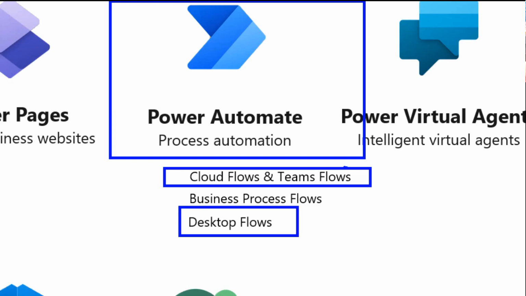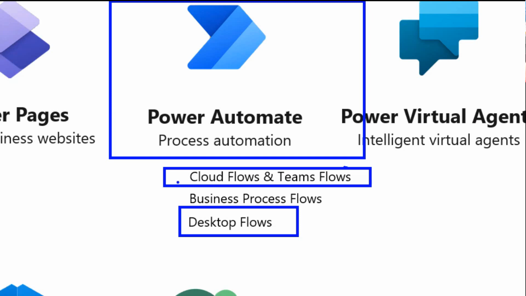However, if you have some processes or some legacy applications that are installed on your desktop, on your computer, you can use Desktop Flow. So that's what we're going to see today. We want to create a solution where basically we will replace a process that is being done manually, and we will automate this process with Power Automate.